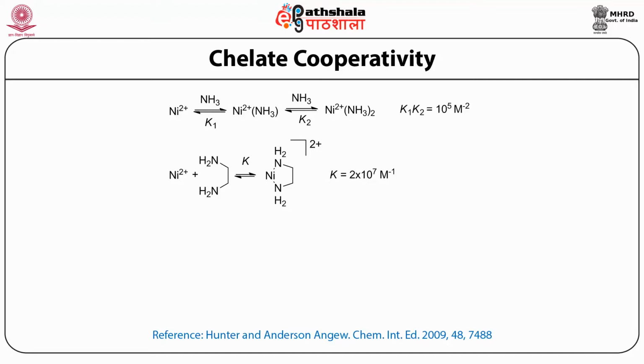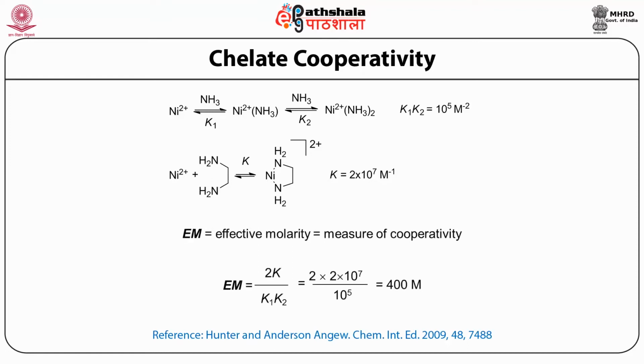However, if we take 2 amino groups connected by an ethane moiety, that is diaminoethane, then the binding constant is actually 2 into 10 to the power 7, so 2 orders of magnitude higher. Then we can define a term called effective molarity, which is a measure of cooperativity. When we take the ratio of both systems, the value is around 400 molar. So effective molarity is the measure of cooperativity, and it is very important for predicting in supramolecular systems whether there is an effect of chelate cooperativity or not.